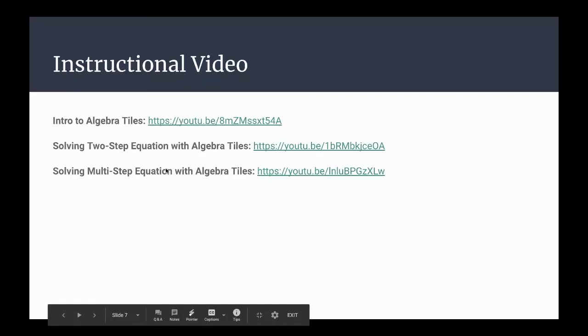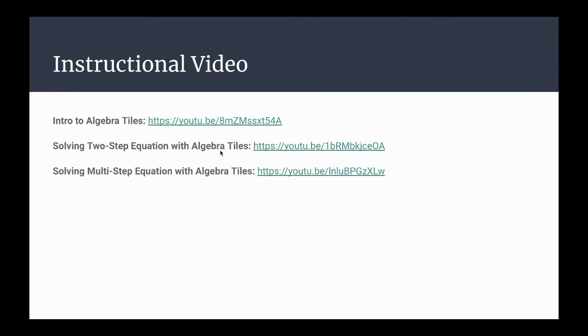Let's go ahead and look at our second video here. Here we're going to talk about solving two-step equations with algebra tiles.